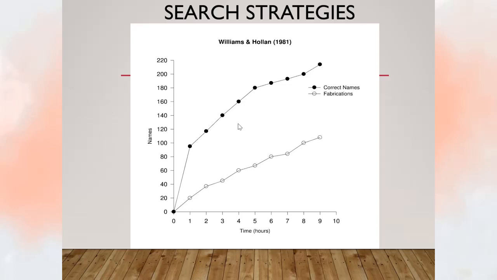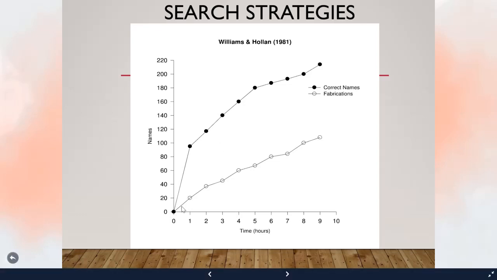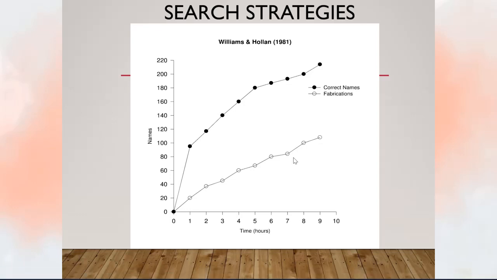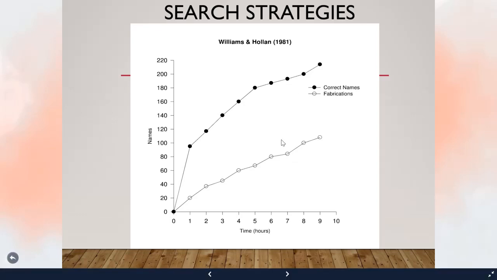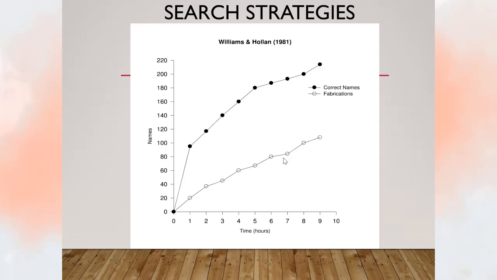Now, one other thing I want to point out in this particular study, if you notice, they're coming up with some fabrications, and these fabrications increased as well over time with these search strategies. So we have to be mindful of the fact that they're getting more correct names, but they're also making more errors here. So that's something we're going to talk about in our next lecture when we talk about distortions of memory. So we want to use good search strategies that lead us to accurate information and don't necessarily create distortions of memory too. So that's an important lesson to keep in mind here.